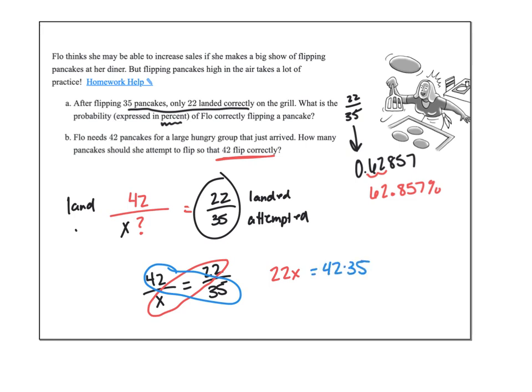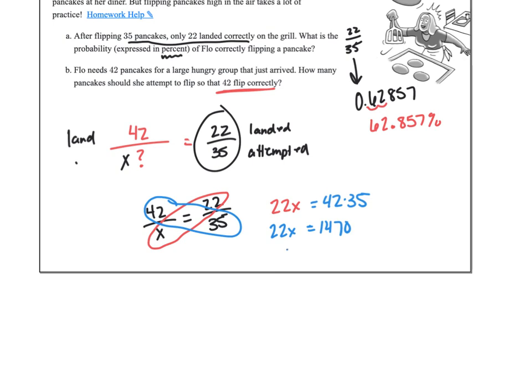Then once I get that multiplied, I'm just going to go ahead and divide by 22. 42 times 35 gives me 1,470, and then I just need to divide by 22 to figure out how many pancakes she should flip. And when I divided that, I got an answer of about 66.8. But I'm talking about flipping pancakes. I cannot flip 8/10 of a pancake, so I'm going to say she needs to flip 67 pancakes to guarantee that she's going to land 42 of them.